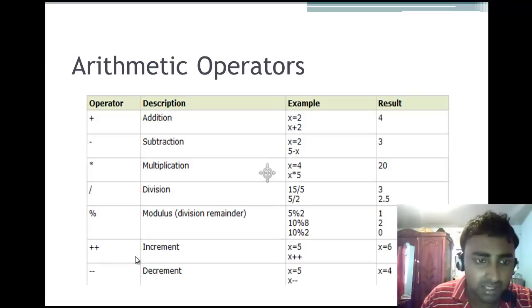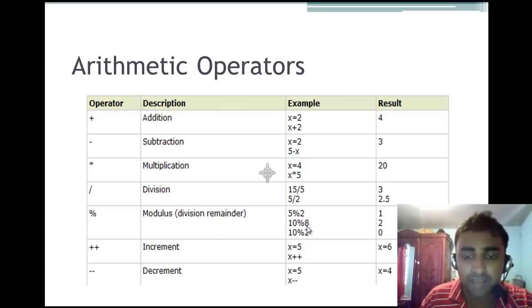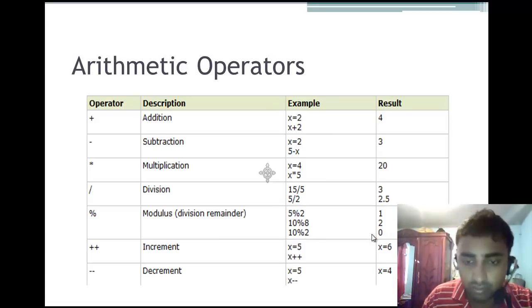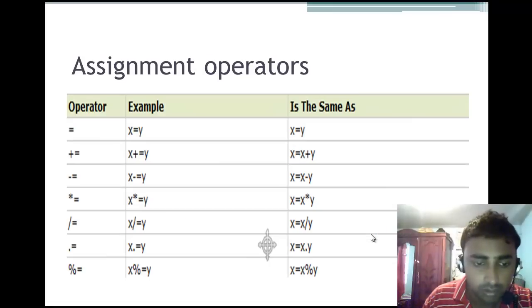Now this percent sign is the remainder. We call it the modulus. If I take 5 divided by 2, the remainder is 1. 10 divided by 8, the remainder is 2. 10 divided by 2, the remainder is 0. Right? Similarly here it's x is equal to x modulo y.